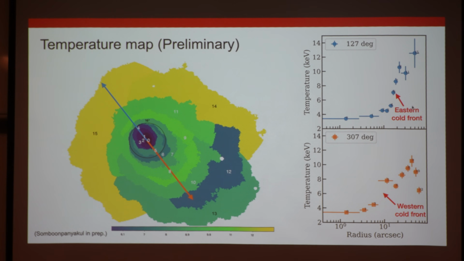And then we can clearly detect two cold fronts. One here, if you follow my blue arrow from here to here, you can see a big jump in the temperature profile. We call that the eastern cold front. And then from here to here is where the western cold front was detected.